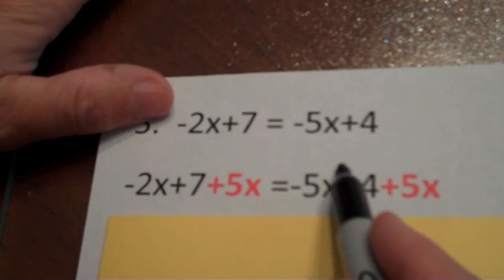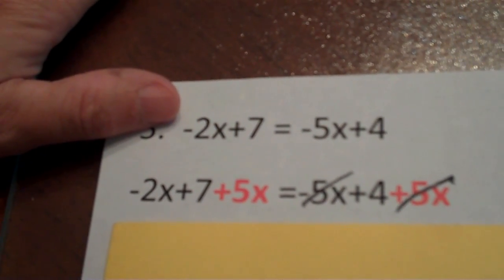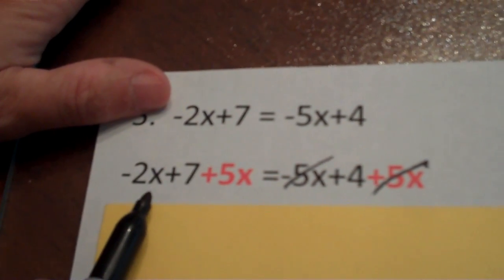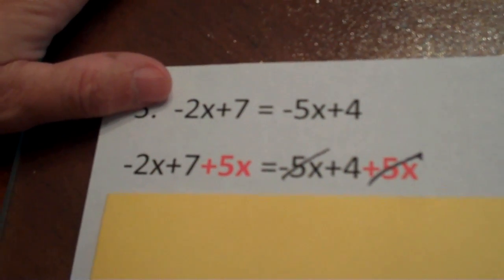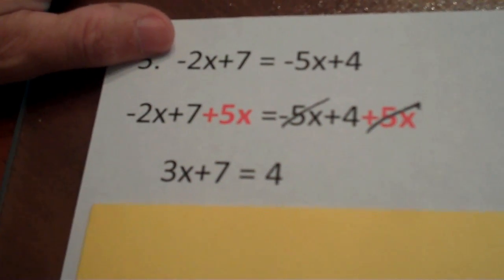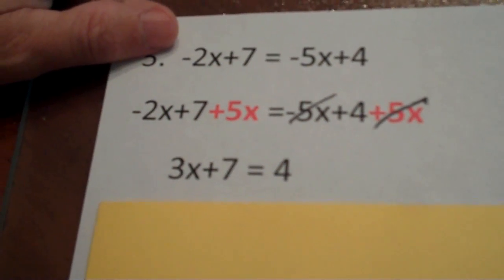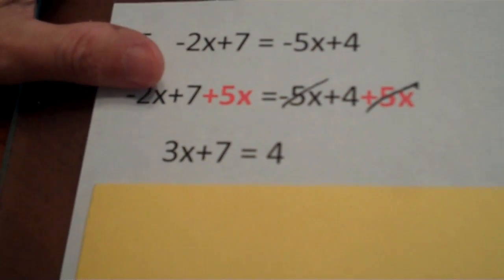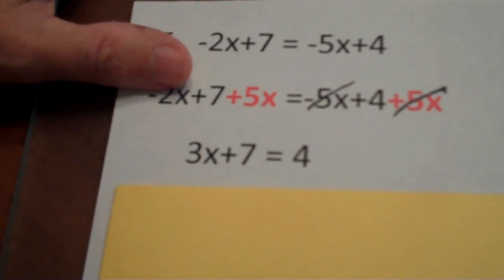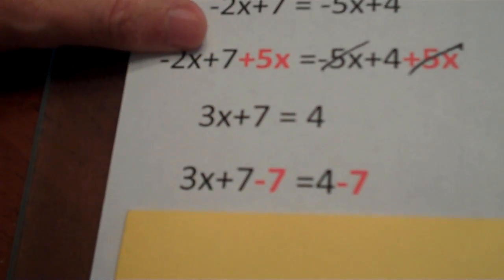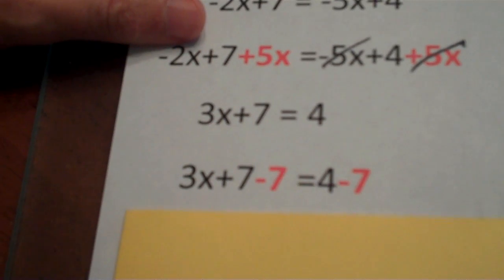Once again, on the right side, those do cancel, and I'm left with just a 4. Combining the terms on the left side, I have a negative 2x and a positive 5x, which leaves me with 3x plus 7. Now, I will solve this essentially the way I did the last example. I need to get rid of the term without the x. That's the plus 7. I will eliminate that by subtracting 7 from both sides of my equation.